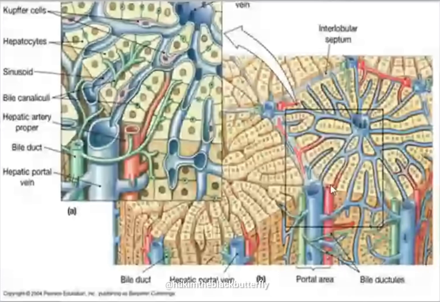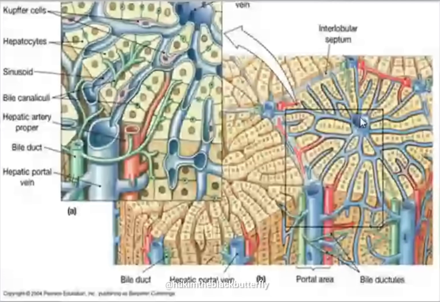And this blood which is coming from the branch of the hepatic artery is giving these cells oxygen to perform their functions. And by the time that blood reaches the central vein, it is deoxygenated, so it can mix with this. And all that blood pours into the central vein.